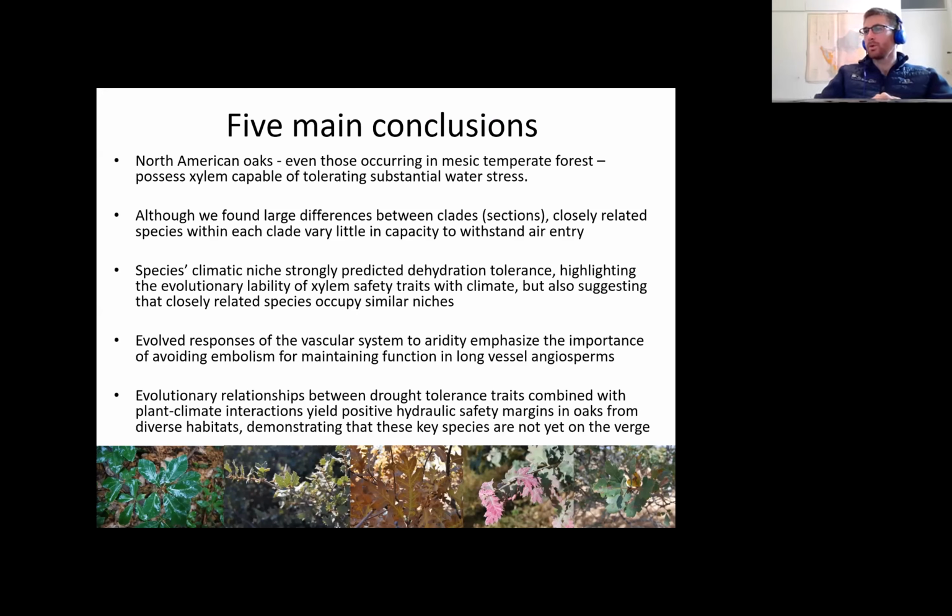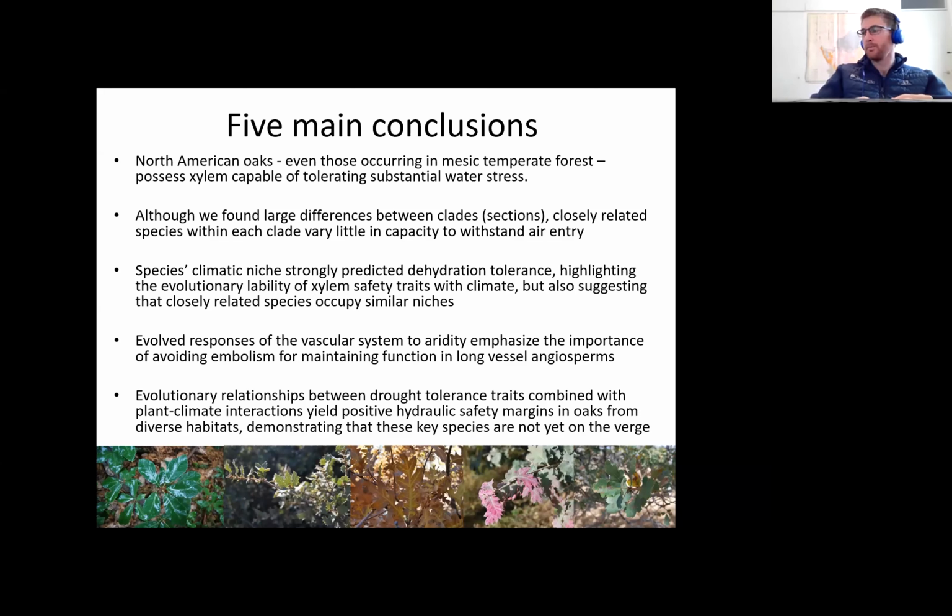And then what we find is that the growing environment of these species influences their hydraulic traits. Again, potentially unsurprising, but what we find, which is different to some of the patterns that have been shown in some of the other oak communities, the Floridian oak communities, which have intermittent freezing and waterlogging, is that the climatic niche strongly predicts the dehydration tolerance, and that closely related species within these Western US communities tend to occupy fairly similar niches.